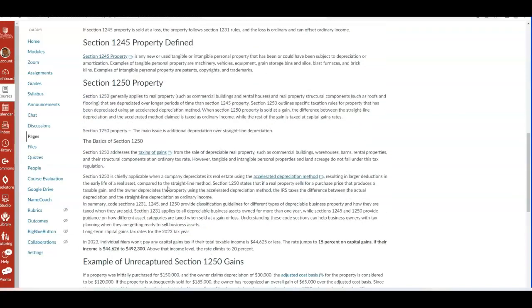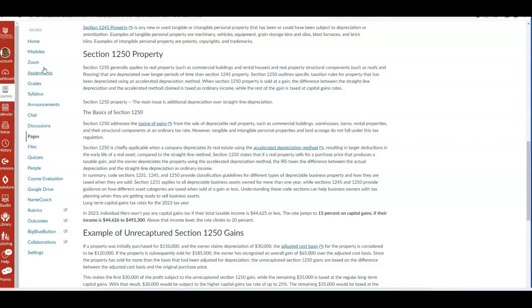Okay, let's go to 1245 anyway. Section 1250 generally applies to real property. So if it's real property, it's not 1245, it is 1250. Like commercial buildings, rental houses, and real property components such as roofs, floorings, those types of things. Those are all 1250, depreciated over a long period of time.